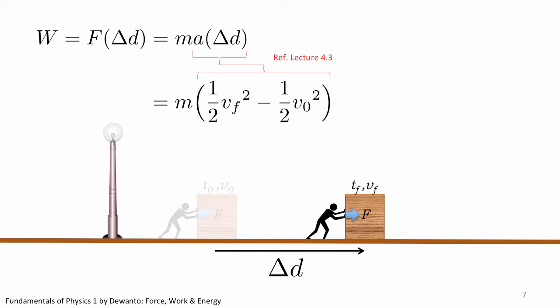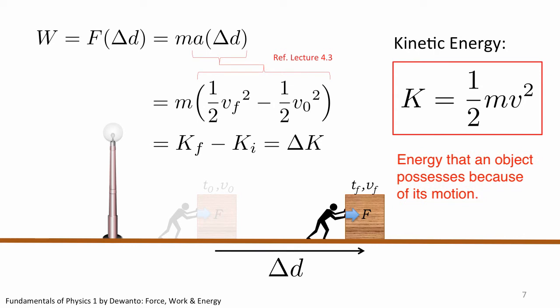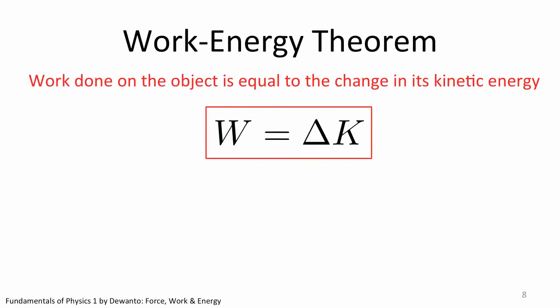Now, if we define 1/2 times mass times the square of the speed as kinetic energy, denoted with capital K, we arrive at the conclusion that work done on an object is signified by the change in its kinetic energy. Kinetic energy is a form of energy. As the term kinetic suggests, it is an energy that an object possesses because of its motion. It must be in motion to possess kinetic energy, and vice versa, kinetic energy implies the object is in motion. From the equation, if V is 0, then K will be 0 as well. This concept that work done on the object is equal to the change in the object's kinetic energy is what is known as the work energy theorem.